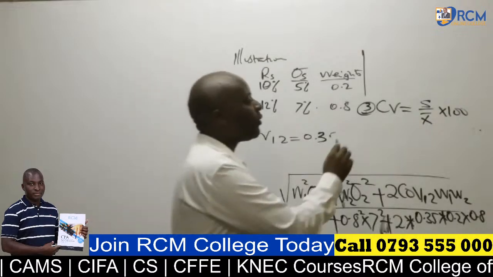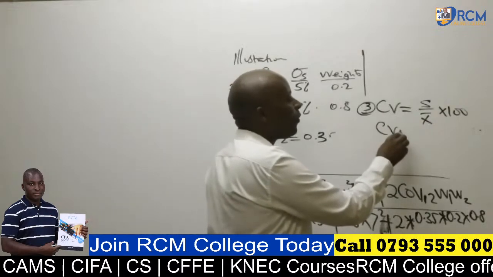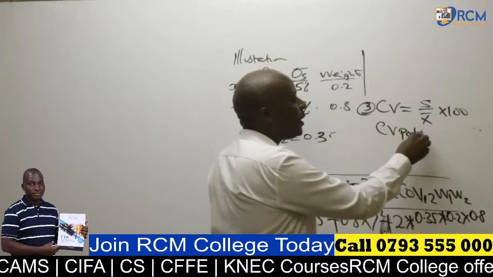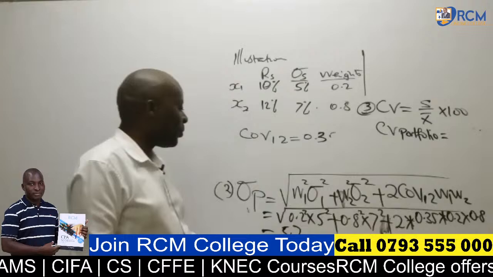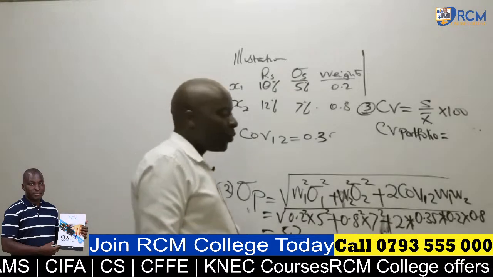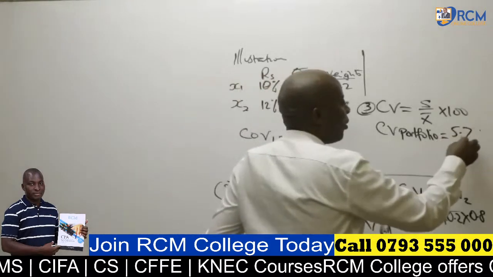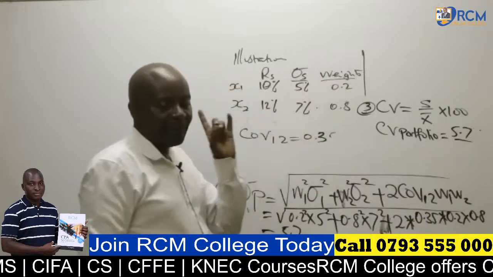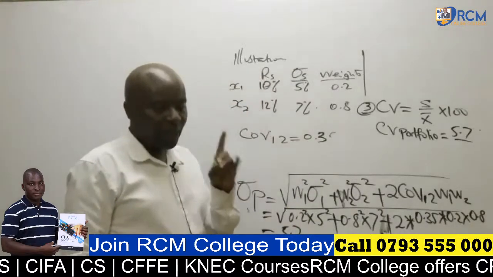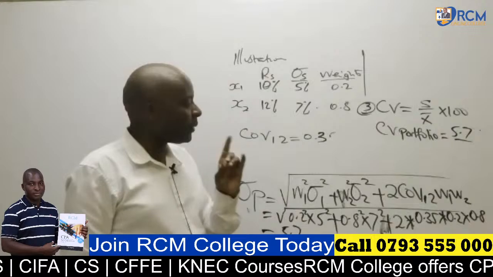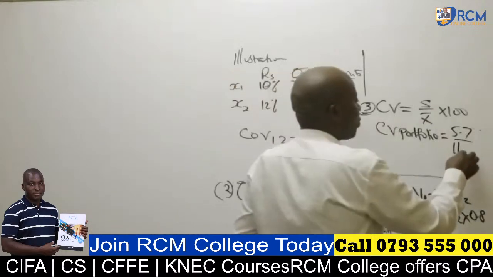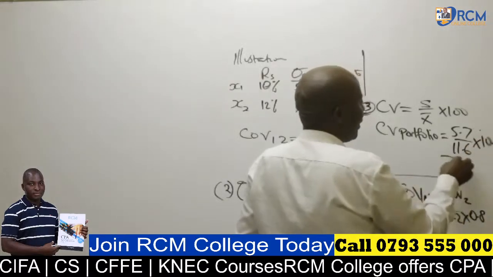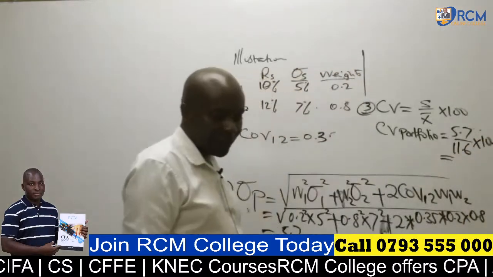So when they want us to give them the CV of the portfolio, I'll pick the standard deviation of the portfolio that you guys have gotten here, which is 5.7, all over X bar, which is the same as the expected return. Expected return, you gave me a figure of 11.6. So 11.6 times 100. Is there somebody who can give me this percentage very fast?